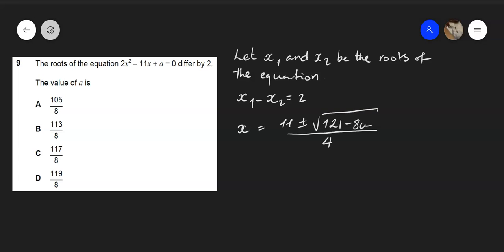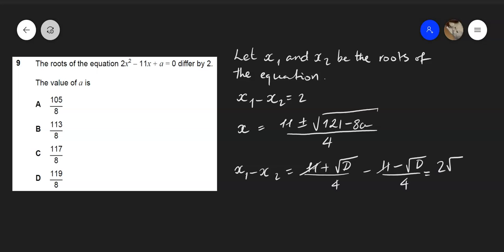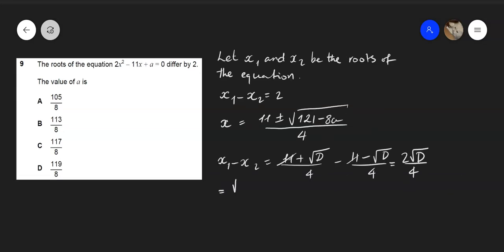So what I'm going to do now, I'm going to write the difference of these two roots. So x1 minus x2 equals 11 plus the square root of the discriminant over 4, minus 11 minus the square root of the discriminant over 4. And we can see that 11 and minus 11 will be cancelled out, so we end up with 2 square root of the discriminant over 4, which is equivalent to root D over 2, and this is equal to 2.